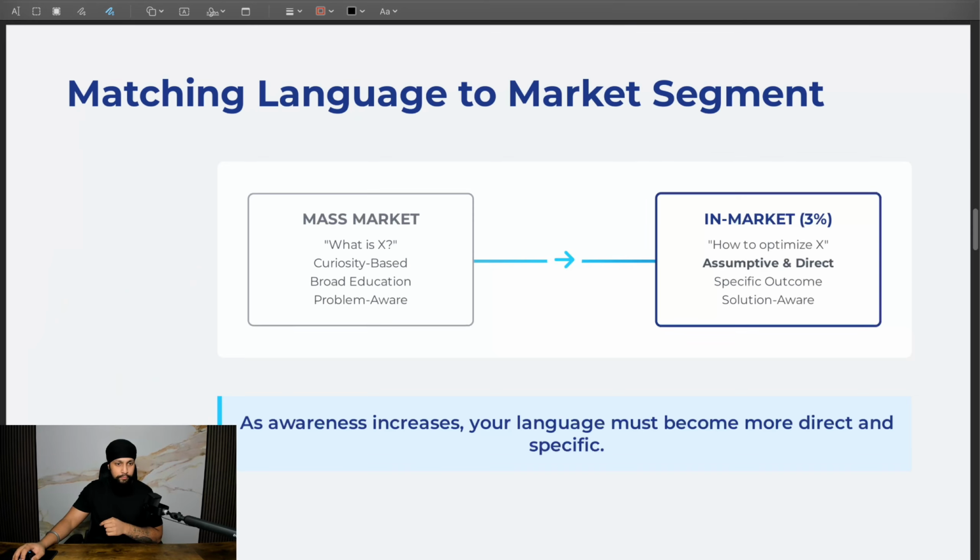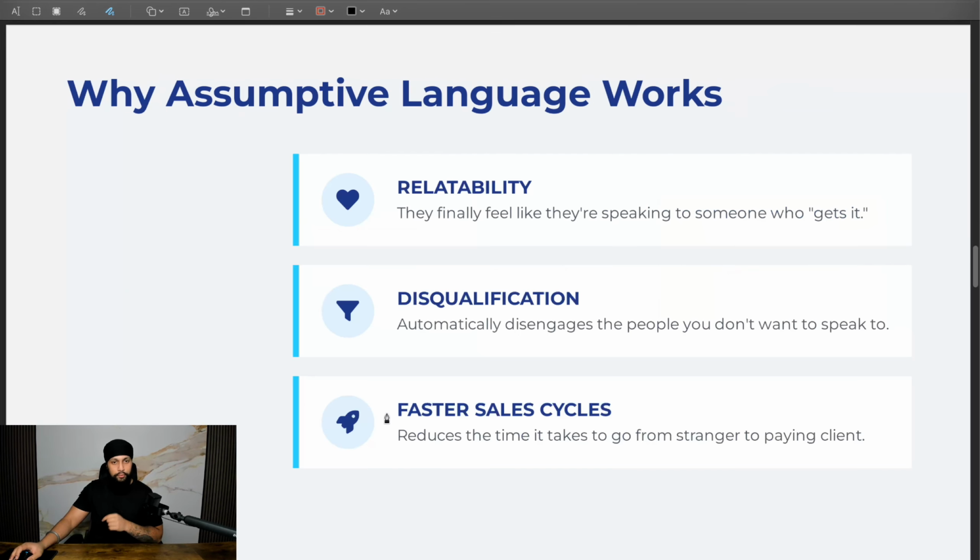Okay, so this is why assumptive language works. The reason assumptive language works is because you become more relatable to the person, because they finally feel like they're speaking to someone who actually gets it. The prospects will self-disqualify from the piece of content or the ad that they've been presented with, okay? Because by nature it automatically disengages the people you don't want to speak to.